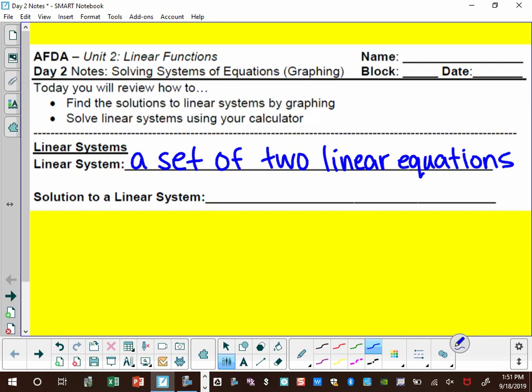So the solution to a linear system is the point where the lines cross. Wherever your two lines cross, that's our solution. When we say cross, we also mean intersect.